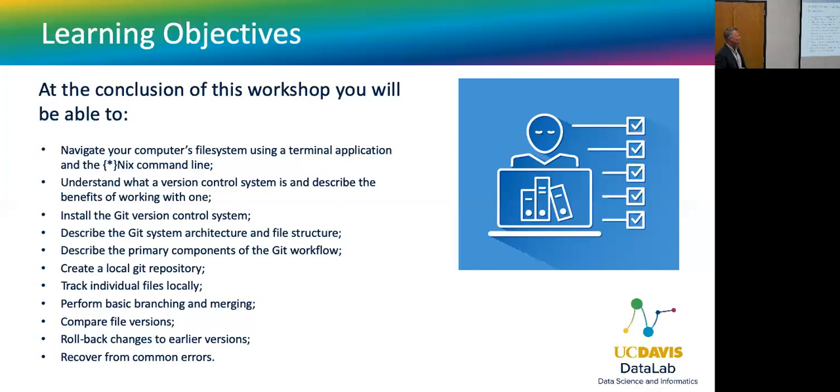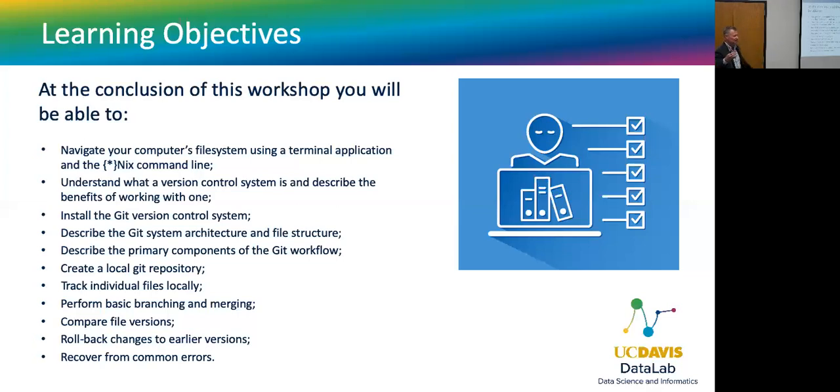Describe the Git system architecture and file structure. It's crucial to actually understand how Git is doing what it does in order for you to really maximize it and use it to its full potential. Describe the primary components of a workflow that will go around Git. We'll know how to create a local Git repository, how to track individual files locally, how to perform basic branching and merging, how to compare files within the Git system, how to roll back changes to earlier versions.